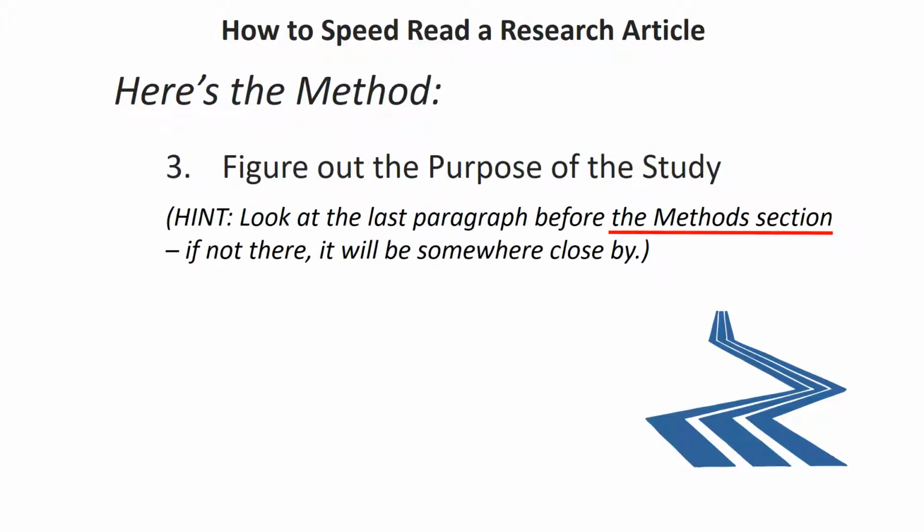Step 3, figuring out the purpose of the study. Now, how do you find that? There's a hint. If you look at the last paragraph in the paper, right before the methods section, you'll find how the author has described the purpose of the study. It's just kind of a formula. It's often in the last paragraph before the methods section. If it's not there, it's going to be somewhere close by, so you read around.